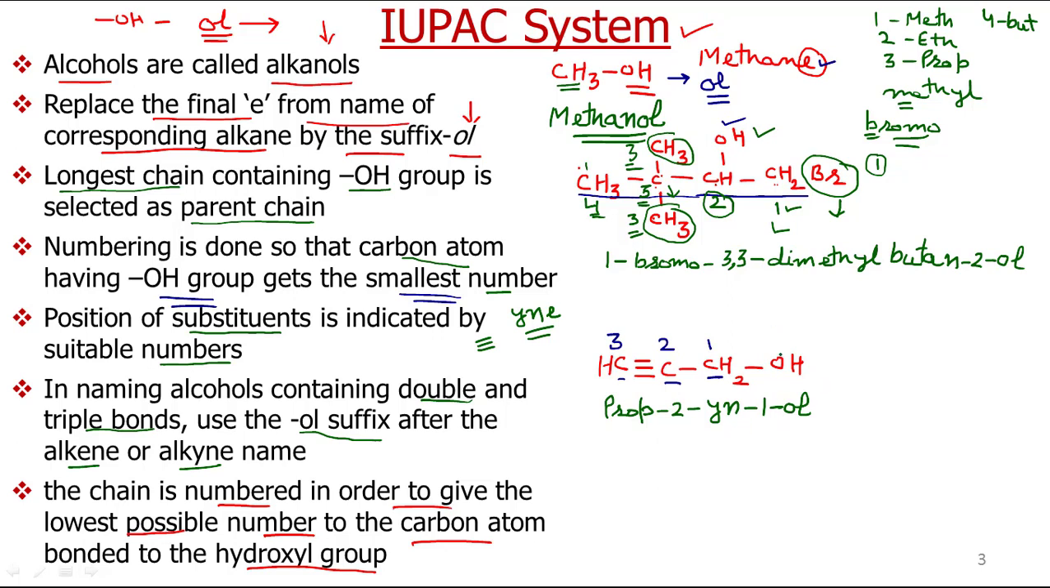That means the OH group gets higher priority than a double bond or triple bond, so its suffix will come last. First we add the suffix for the triple bond or double bond, then we add the suffix for alcohol, and we identify their positions by their locants, which is the number of the carbon to which each is attached. So these are some rules that we follow to give the IUPAC name of alcohols. These are quite simple alcohols. We also have alcohols in which other functional groups are present in addition to OH groups.